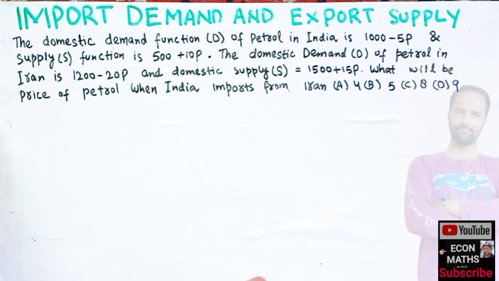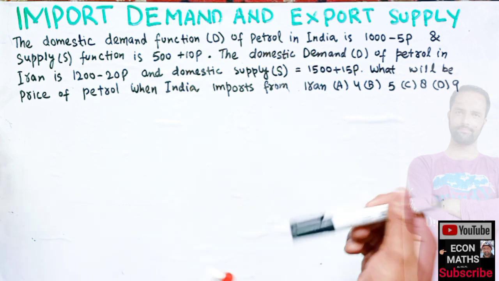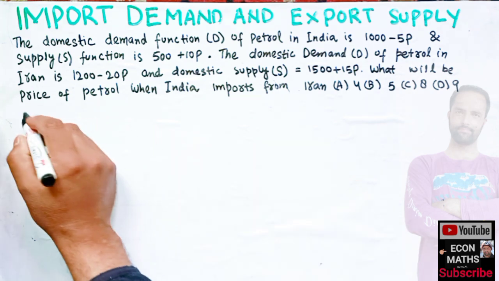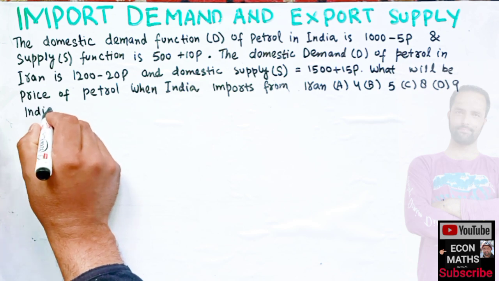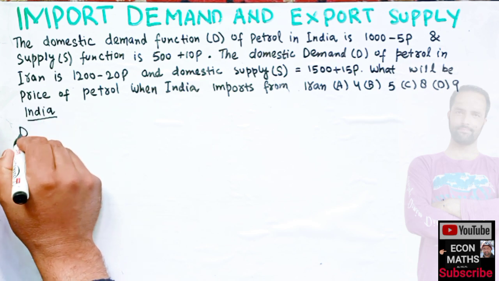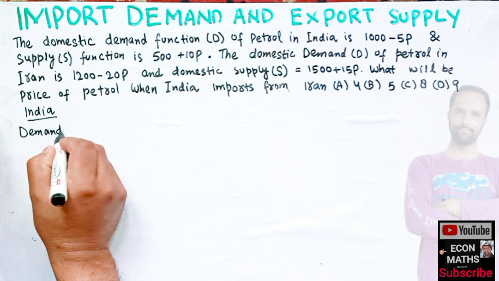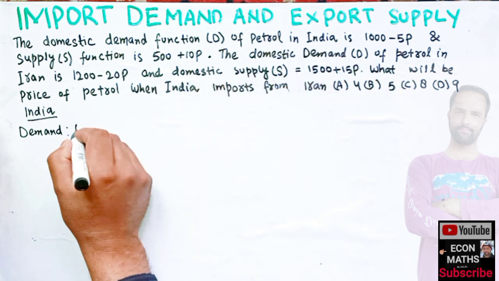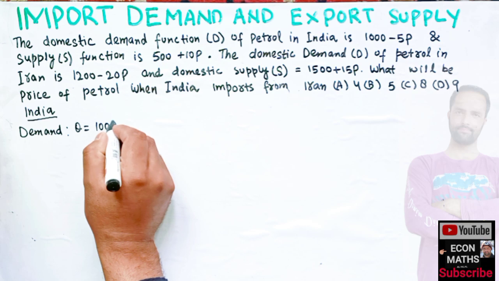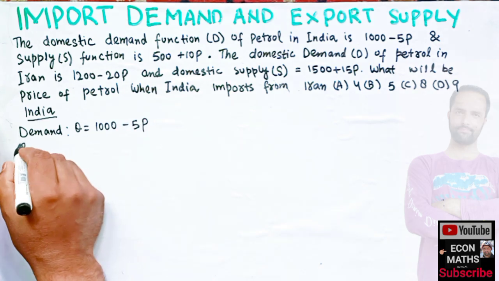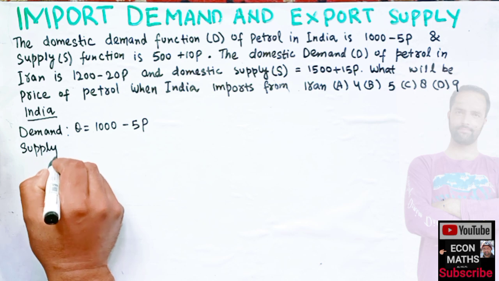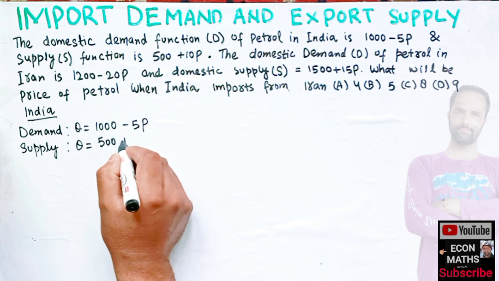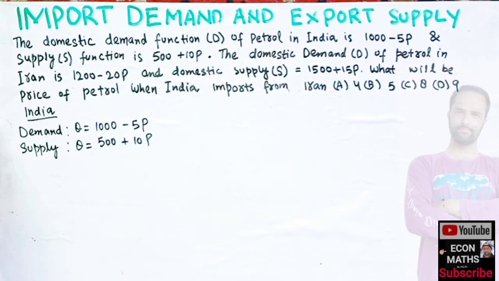We need to find out at what price India will import from Iran. So what we are being given, let us write for India. The demand function is given to us as q is equal to 1000 minus 5p, and domestic supply is q equal to 500 plus 10p. This is the demand and supply schedule for India.